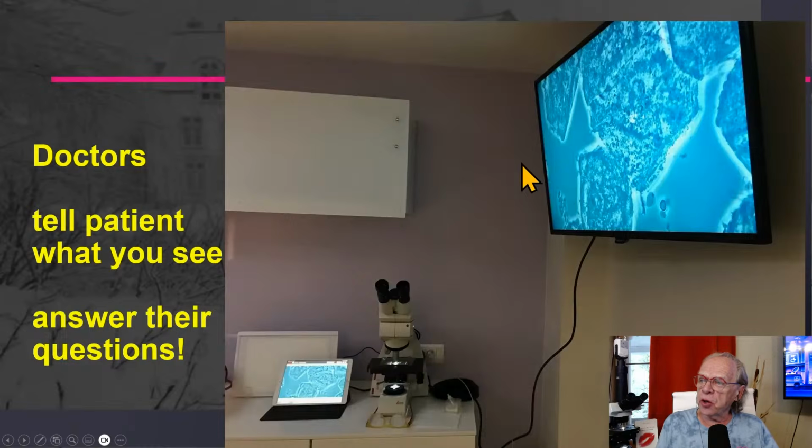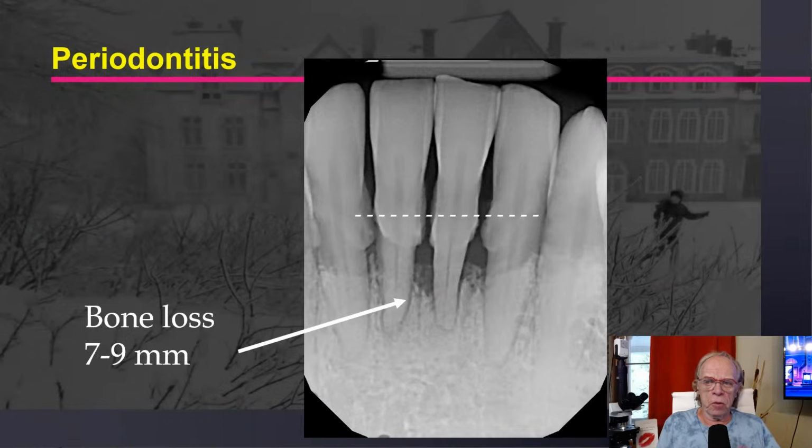Here is a patient, a cured patient. On the big screen here, you have only epithelial cells, no motile bacteria, almost no bacteria. So this is a cured patient. So it's quite easy to understand if you have the microscope.